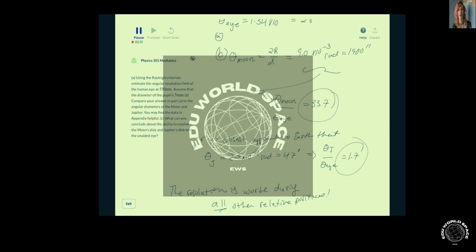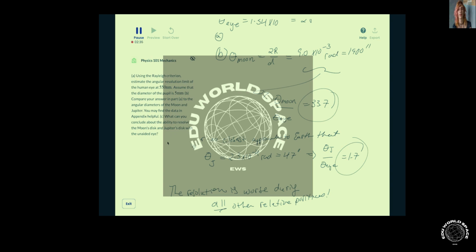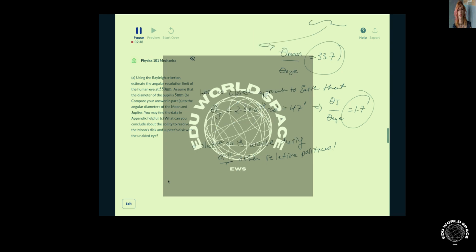Okay, now what about C? What can you conclude about the ability to resolve the moon's disk and Jupiter's disk with the unaided eye? Okay, well, we know that the disk of the moon can be resolved just with our eye. I mean, just go outside and you can kind of make these things out.